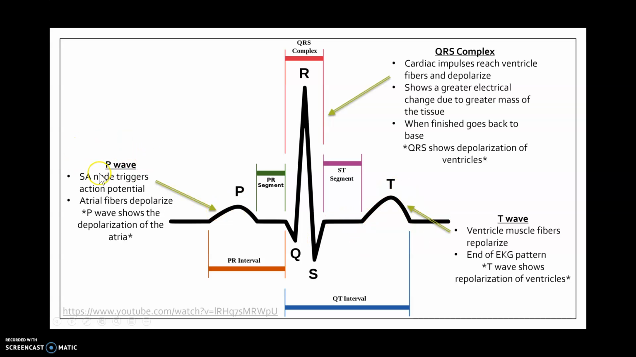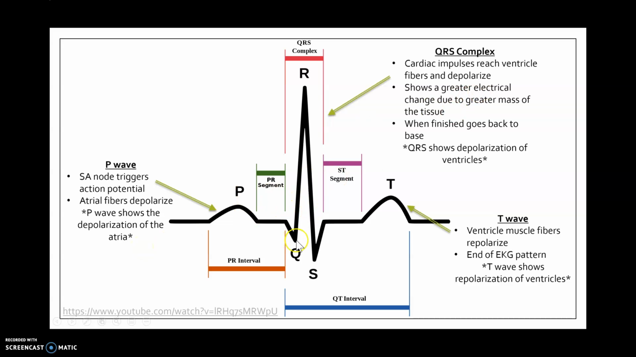So our P wave is going to be in the SA node. It's triggering that action potential, so the start of that electrical system is going to show here with the P wave. And then our atrial fibers, or our atria, are going to depolarize. So ultimately our P wave is showing the depolarization of our atria, both the left and right atrium.